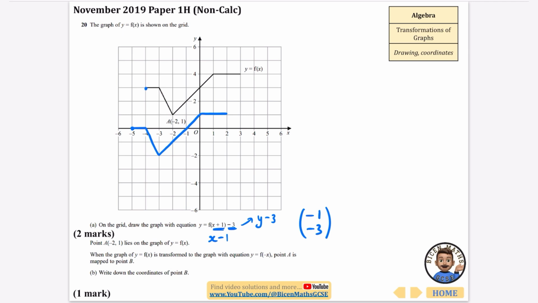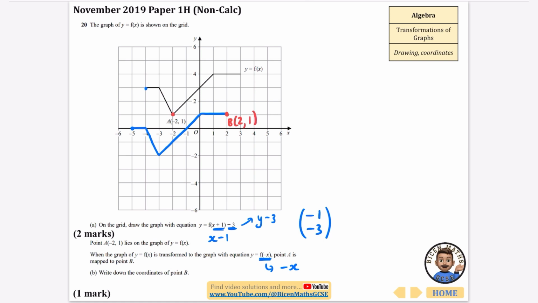It then says that point A, which is 2, minus 1, lies on the graph y equals f of x. We can see it right here. When the graph of y equals f of x is transformed to the graph with equation y equals minus f of minus x, point A is mapped to point B. Well, this thing here means that the x coordinates are all negated. So whatever the x coordinate is, it's going to flip and become negated. It also corresponds to a reflection in the y-axis. So for this point A, the x coordinate is going to become minus 2, so the coordinate B is going to shift over here, and it's going to become minus 2, 1 instead.